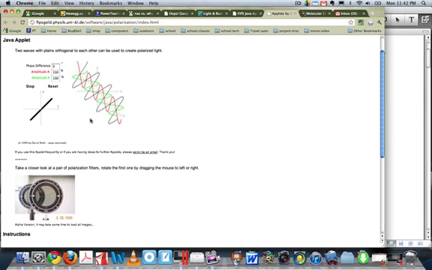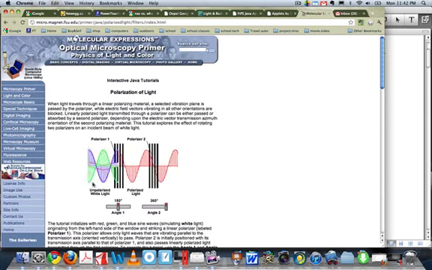Now polarization is a way of filtering that light so that it only travels in one plane. Jumping to this applet here, we can see the same example. Here we can see the blue, green, and red light hitting the polarizing filter, but after it strikes the filter, it's restricted to one plane, straight up and down, and that represents the red waves.